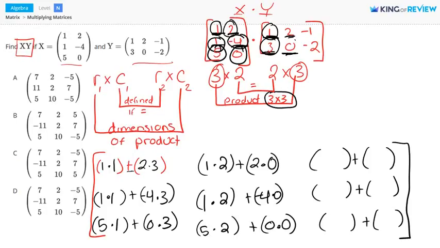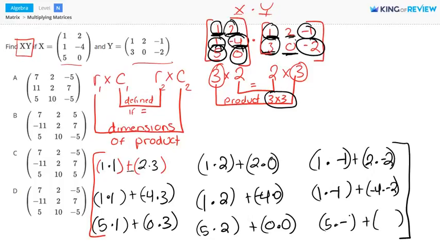Now let's move on to column 3. This will be 1 times negative 1 plus 2 times negative 2. The next entry is 1 times negative 1 plus negative 4 times negative 2. And then for the very last entry, we have 5 times negative 1 plus 0 times negative 2. So now we've set up the math that we need to do to calculate each of the entries. And now let's just compute each of these entries.